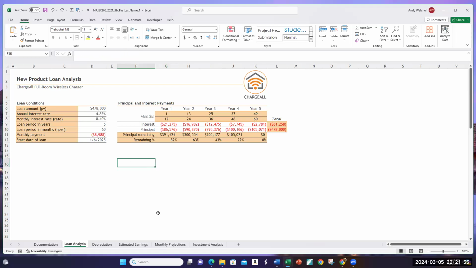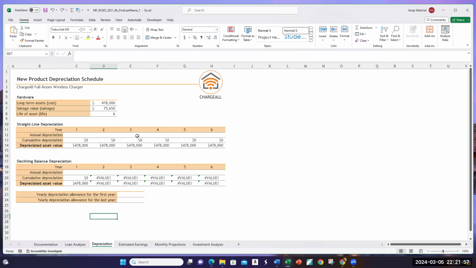Very good. Step 5, depreciation. I'm sure you all know what depreciation is. We've talked about it in Accounting 101. I don't know if you're aware, but Excel will calculate depreciation for you. So we have this asset that we paid $478 for.